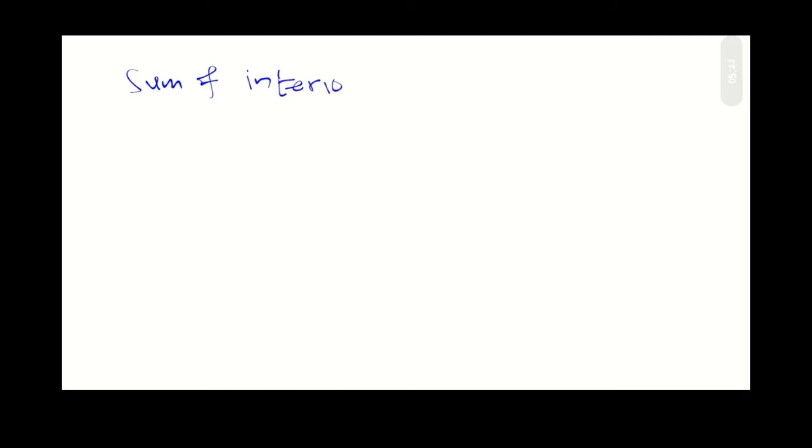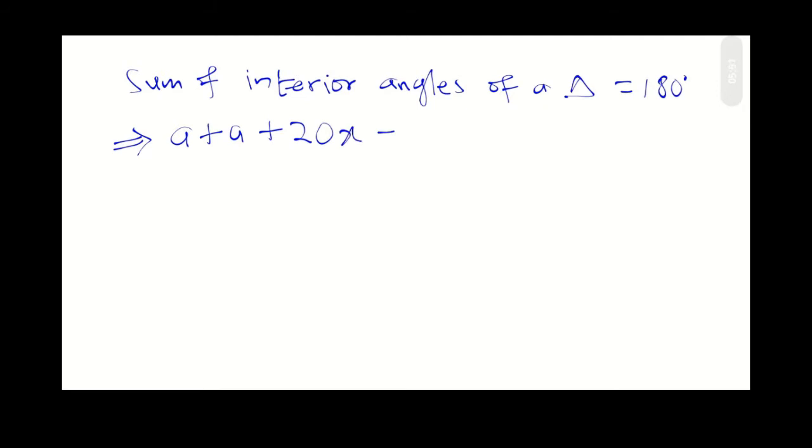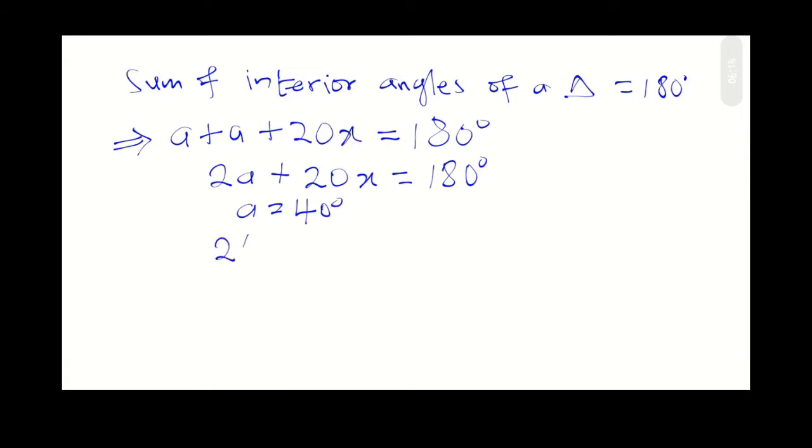So we go on to find our x in the triangle. The sum of interior angles of a triangle we know is equal to 180 degrees. So we form our equation and then we find x. That implies that A, we represented A in the figure, if you remember. So the equation is 2A plus 20x equals 180. A equals 40 degrees, so we put 40 degrees in place of A. So 2 multiplied by 40 plus 20x equals 180 degrees.